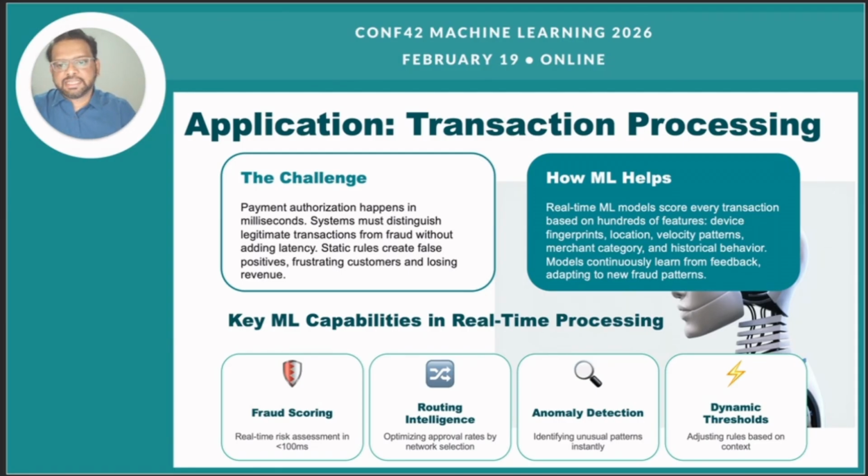The result is a set of key machine learning capabilities in real-time processing. Fraud scoring assesses the risk in less than 100 milliseconds, providing a probability score rather than a binary decision. For example, if a fraud score falls within the range of 0.5 to 0.7, there needs to be an enhanced customer validation for this transaction. And if it's beyond 0.7, it's a clear fraud transaction that has to be tagged.